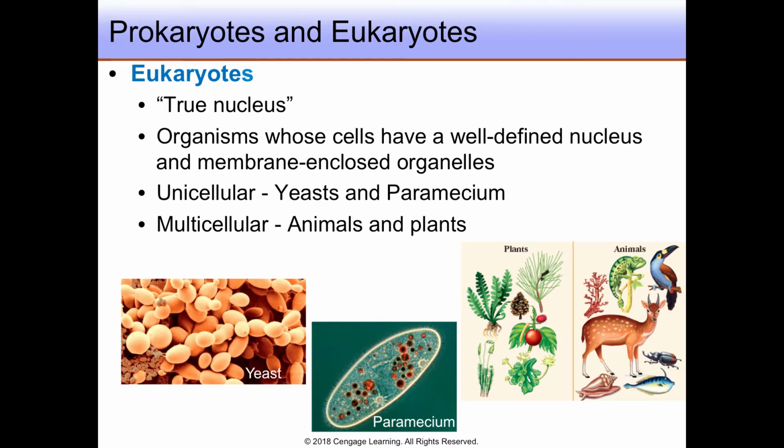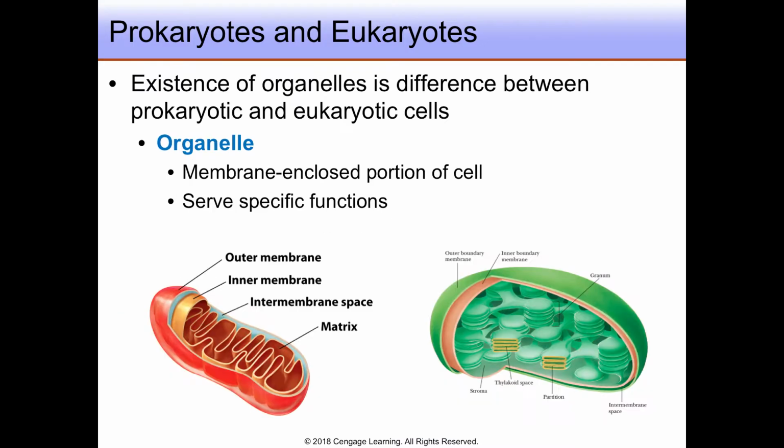True nucleus organisms, or eukaryotes, have subcellular compartments including various organelles as well as a defined nucleus. This is a large group that includes those that are unicellular in functional form, like yeasts and paramecium, as well as multicellular plants and animals.